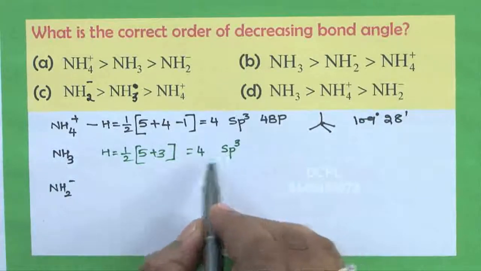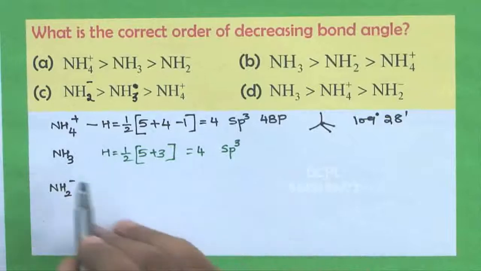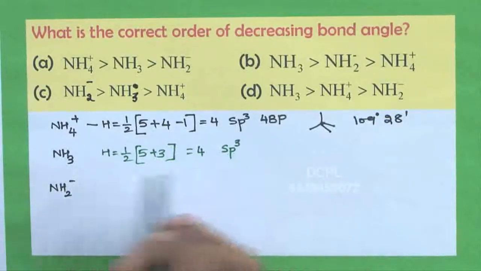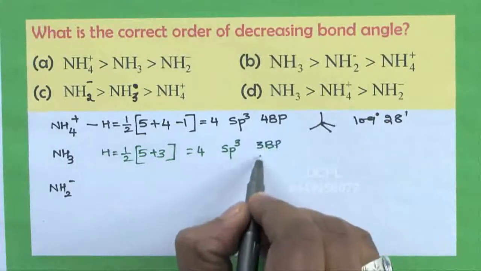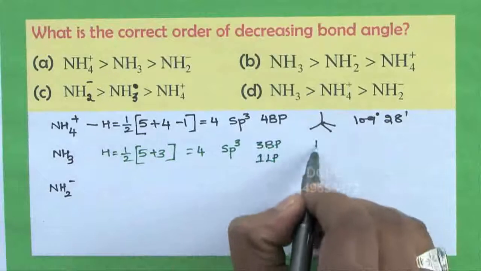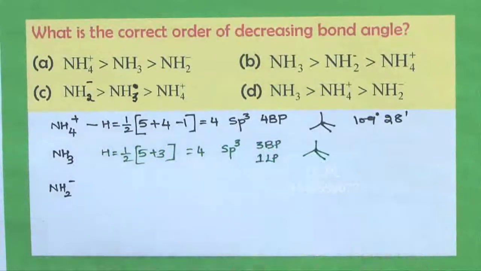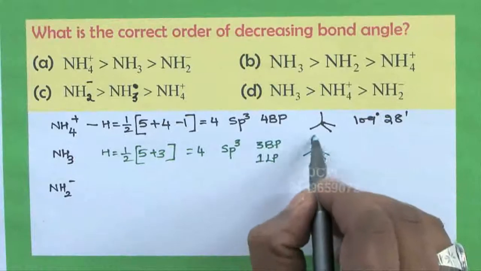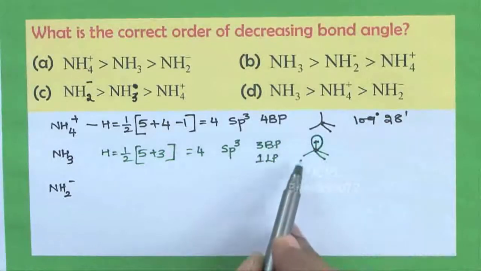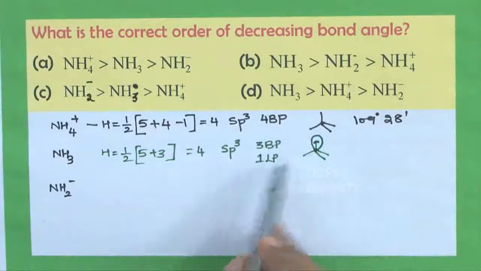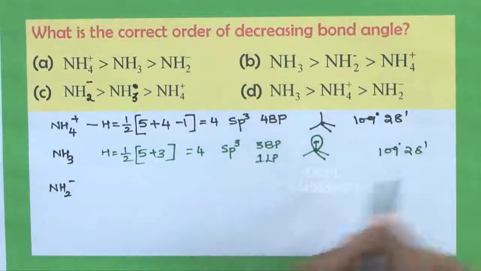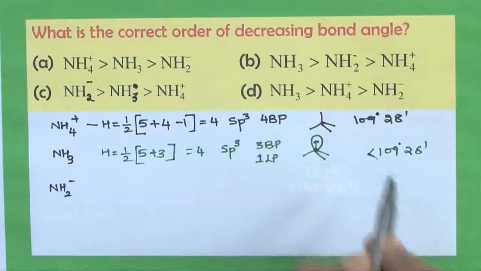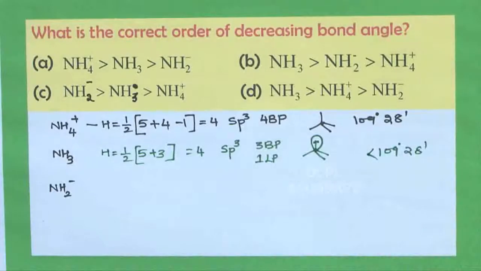In NH3 the hybridization is sp3, which indicates nitrogen contains 4 orbitals. Nitrogen is linked to 3 hydrogen, that means out of 4, 3 are bond pairs and 1 is a lone pair. Since the hybridization is sp3, the arrangement should be tetrahedral. One position will be occupied by the lone pair and 3 positions by bond pairs. The bond angle should be around 109 degree 28 minutes, but since it contains 1 lone pair, the bond angle will be less than that, because the presence of a lone pair decreases the bond angle.